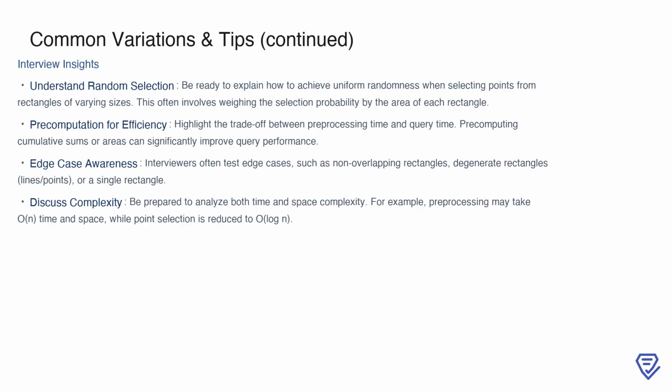Additionally, you should be prepared to analyze the time and space complexity of your approach. For example, pre-processing might take linear time and space, O(n), while selecting a random point could be optimized to logarithmic time, O(log n). Being able to articulate these trade-offs demonstrates a strong understanding of the problem.